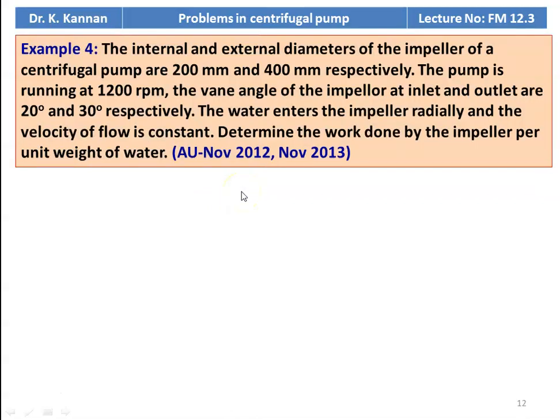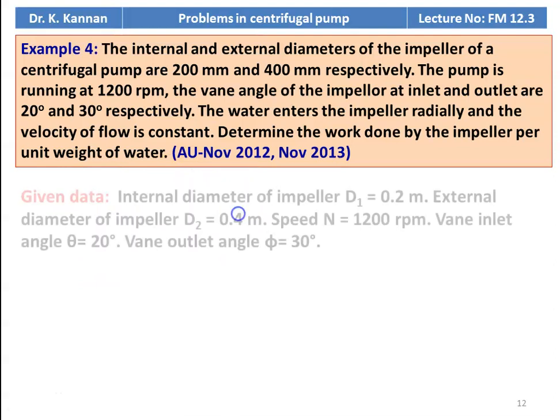Then example number 4. The internal and external diameter of an impeller of a centrifugal pump is 200 mm and 400 mm respectively. The pump is running at 1200 rpm. The vane angle of the impeller at the inlet and the outlet are 20 degrees and 30 degrees respectively. The water enters the impeller radially and the velocity of the flow is constant. Determine the work done by the impeller per unit weight of the water. And this appeared in November 2012 and November 2013 question papers.